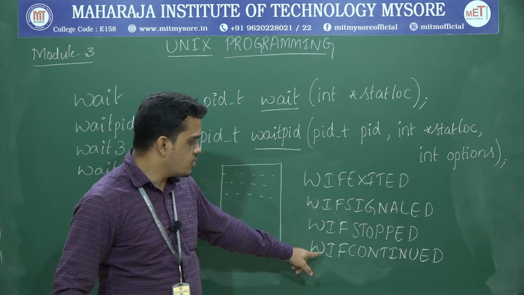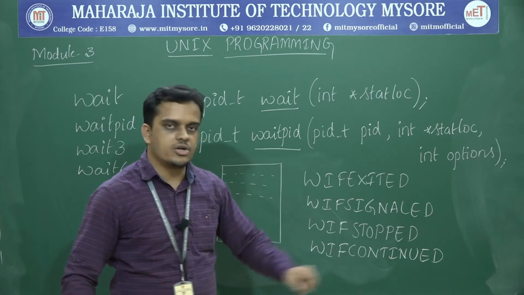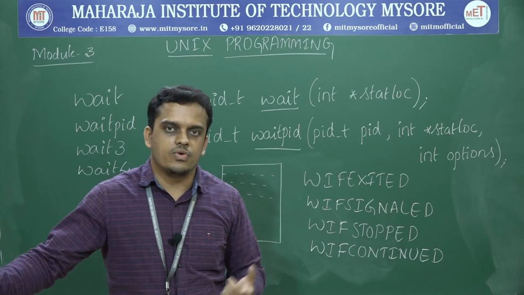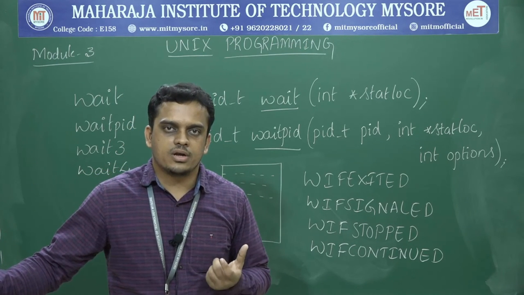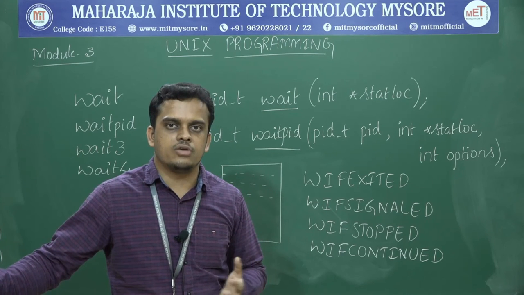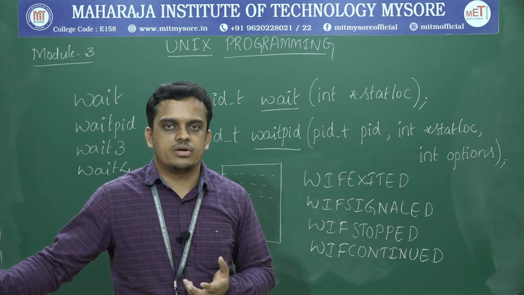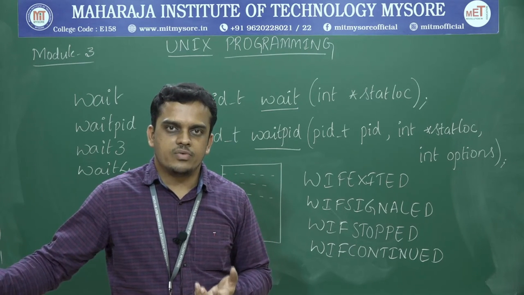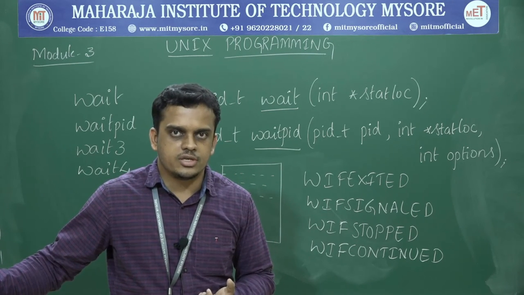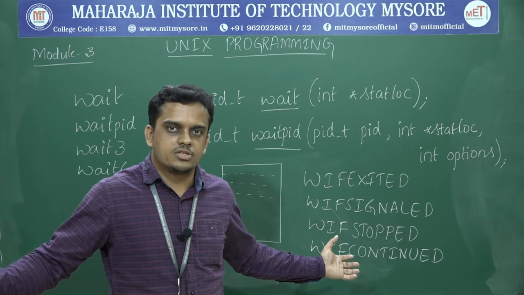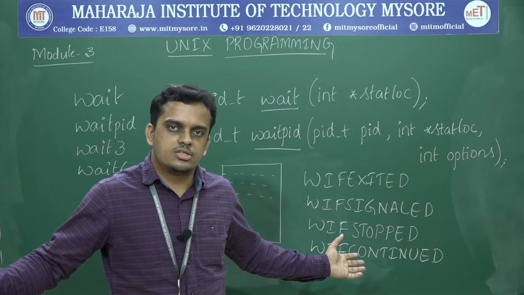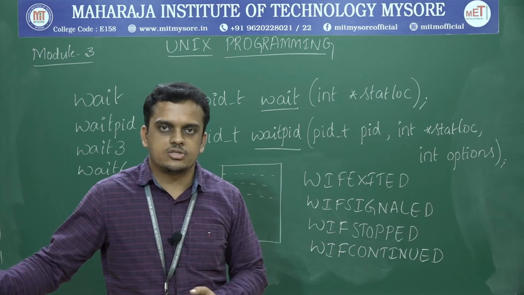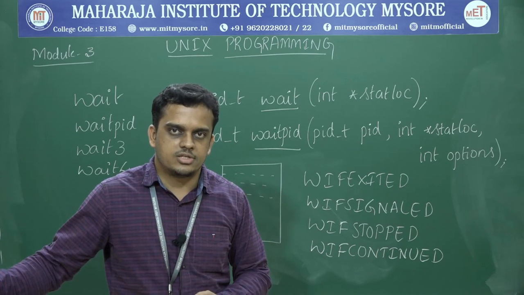And the last macro is WIFCONTINUED. So this bit will be set to 1 only when a particular process that had been stopped due to a different request has been continued for its execution. In the job control mechanism, in the way in which the process has been given a chance to execute, at that instance if a process has been continued to execute, this bit will be turned to 1. That is what this macro stands for.